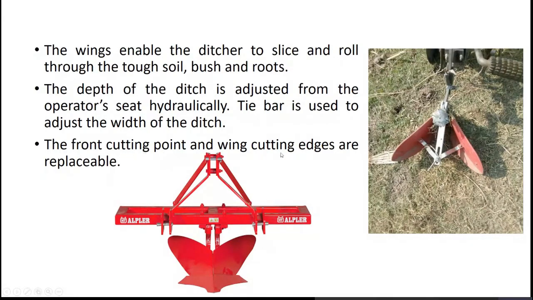The front cutting point and wing cutting edges are replaceable. So these portions are replaceable because after some time there will be certain wear and tear. These wings do not experience much wear and tear because the main soil working part is done by this portion. So this portion will experience the hard soil and break it, and this portion will only simply receive it and throw it on both sides.